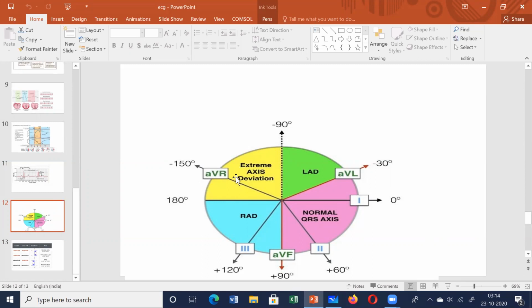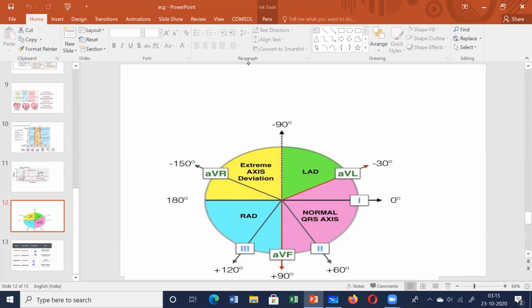So normally, can you see, these are the different leads which have been written: lead 1, 2, AVF, 3, AVR, AVL. Usually the axis is calculated from lead 1 and AVF. You can see these two leads are usually used to calculate the axis of the QRS complex.